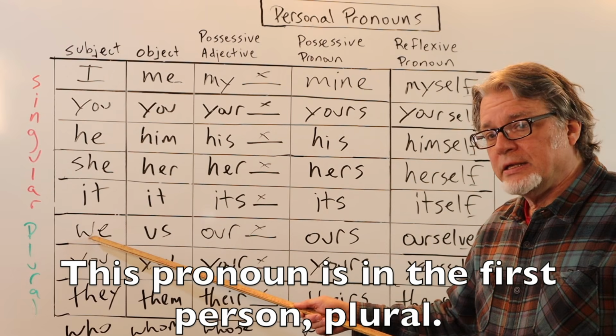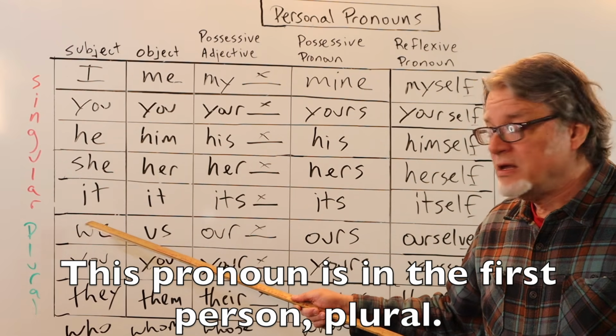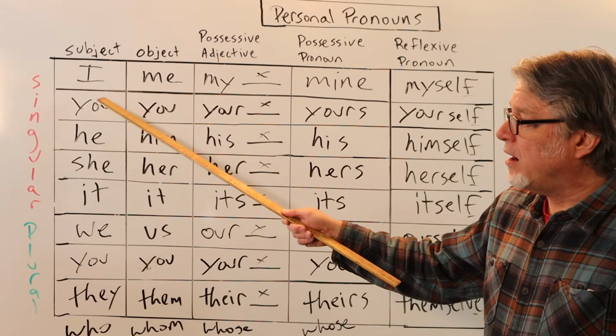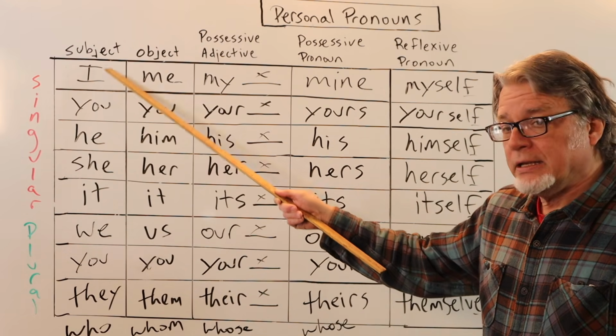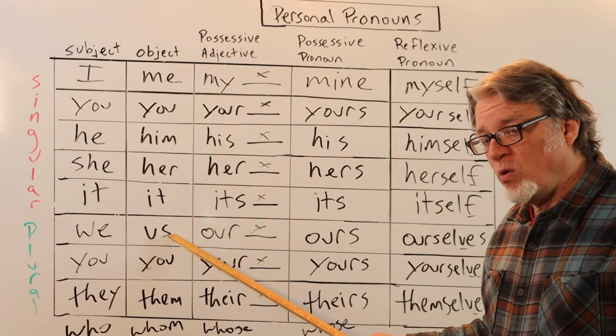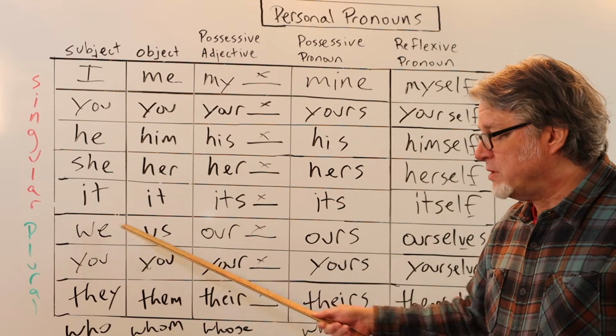This pronoun is in the first person, but it's plural. So it's the plural form of you and I. We. This is the object form of this pronoun.